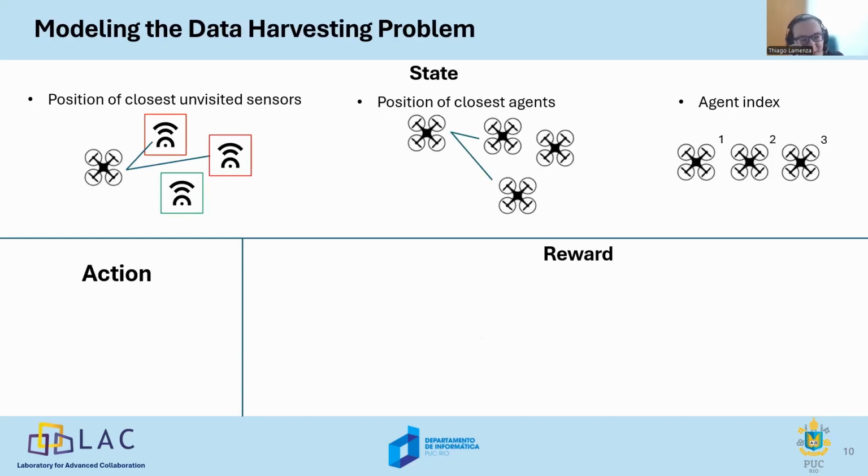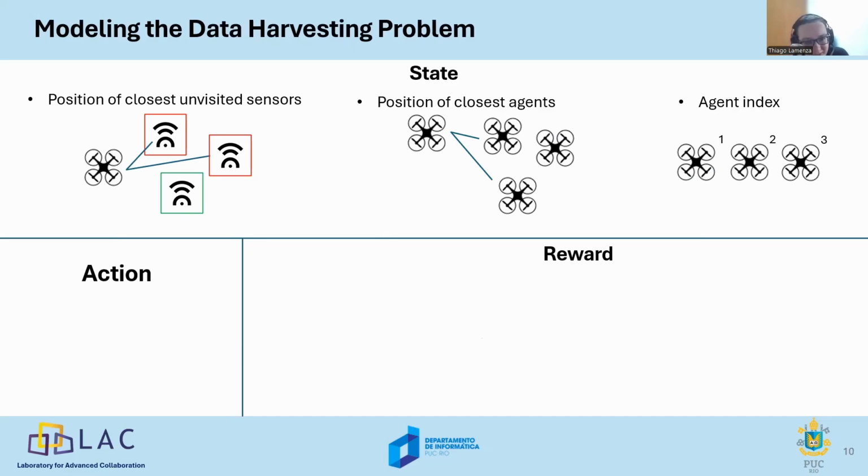The state, which is basically the information we're feeding to the agents, information which the agents will use to choose actions. So our state has three main components. The first one is the position of the closest unvisited sensors. Unvisited is an important word here because we're not considering sensors that have already been visited. It's not useful for the agents to know their positions since we are talking about a single cycle problem, meaning that the agents only need to visit the sensors once. So the position of sensors which have already been visited shouldn't be part of the solution.